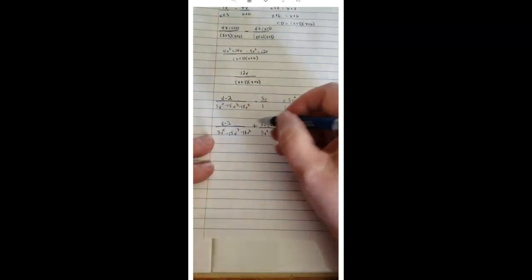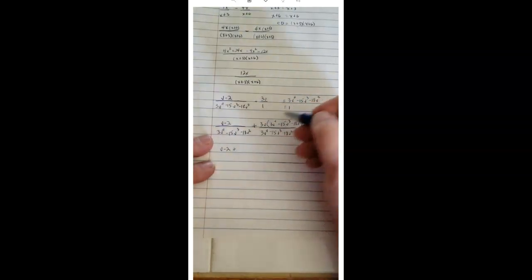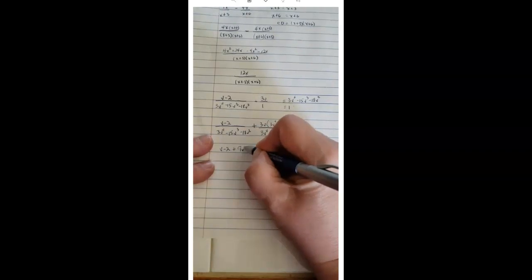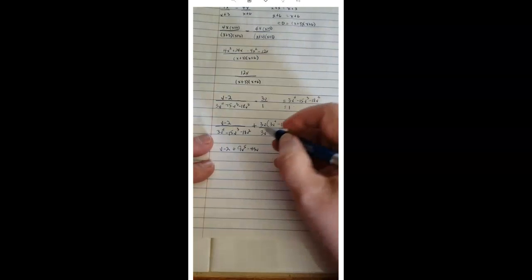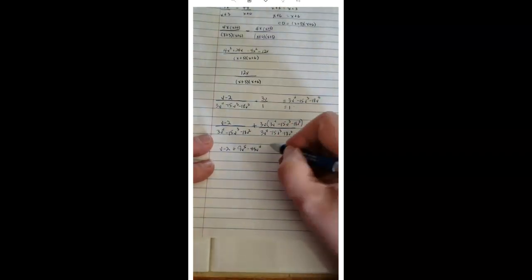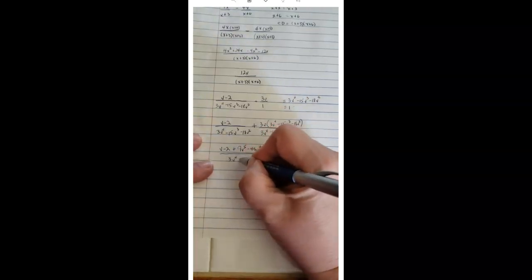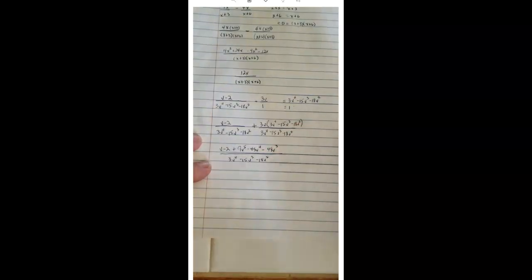So then we've got on the top v minus 2 plus, use your distributive property, 9v to the 5th minus 45v to the 4th minus, what is that, 48v to the 3rd over 3v to the 4th minus 15v cubed minus 18v squared.